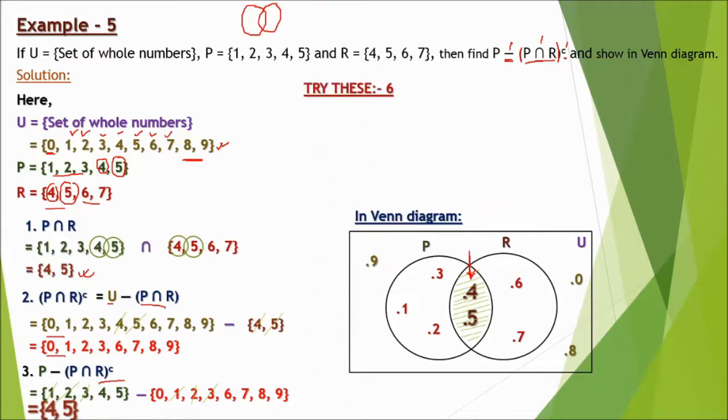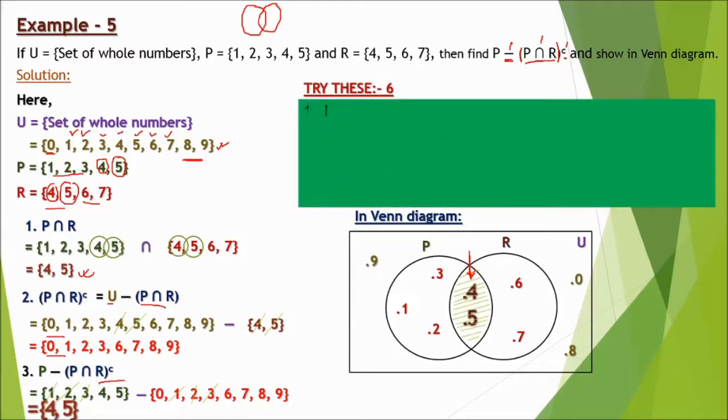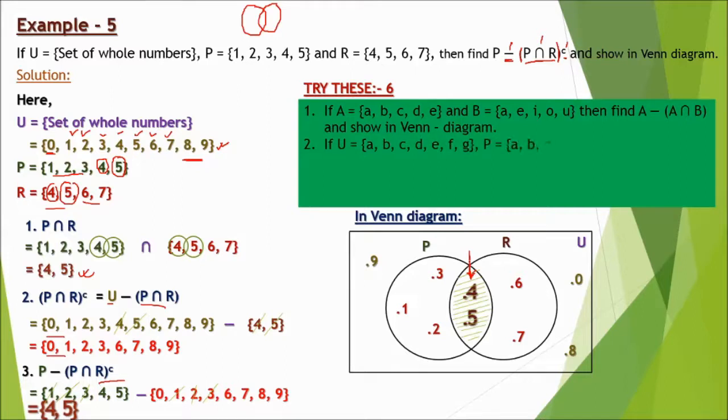Now try this 6. There are 3 questions for you to practice. As done in example 5, you have to do exactly as we have done in example 5. Remember, if there are common elements, then you have to draw an overlapping Venn diagram. This is the overlapping Venn diagram, and first you have to find those elements which are common to both the sets and fill them here, and here you have to fill the remaining elements, and here also the remaining elements after the common elements are filled.